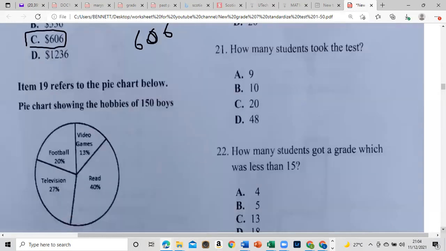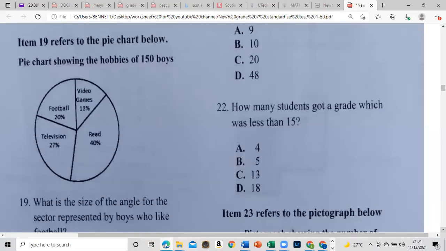Alright, let's look at number 19. It says 19 refers to the pie chart. The pie chart shows the hobbies of 150 boys. So what they are basically saying is that there's a total of 150 boys. All right. So that's the first thing. We look at the information and we do it step by step.